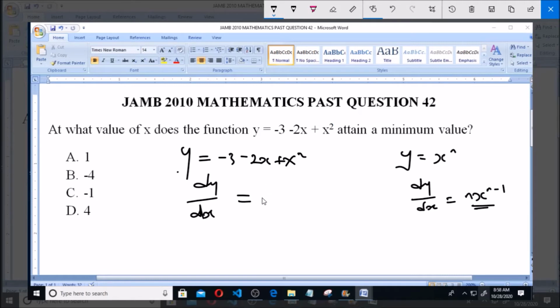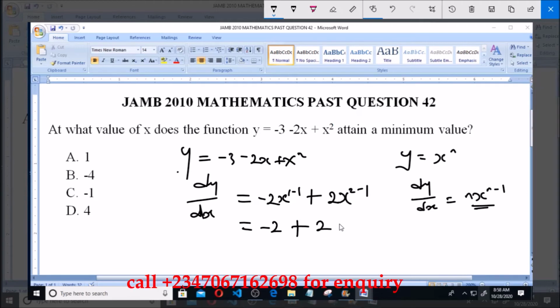so that will be -2x raised to the power of 1 - 1 plus 2x raised to the power of 2 - 1. So this is equal to -2, because x raised to the power of 1 - 1 will give us x raised to the power of 0, which is 1. So we have -2 plus 2x.